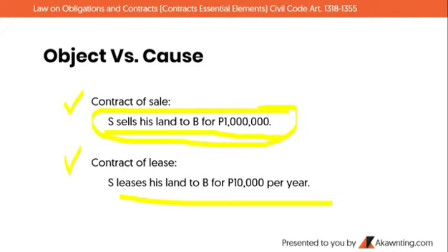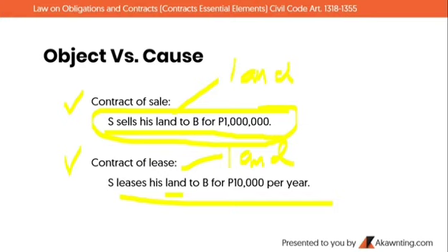Ano ang object? Okay? So, ang object natin dito ay yung LAN. Okay? The LAN. Okay? Sa pangalawang example natin, the contract of lease. So, this time, ano ang object natin? Okay? So, i-pause nyo ulit ang video. Isipin nyo muna. Okay? So, the object here is also the LAN. Okay? Also, this LAN. Okay? However, what is the cause? Okay, ito na. What is the cause?